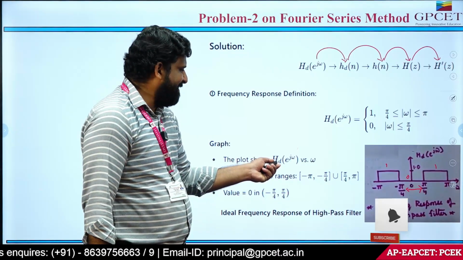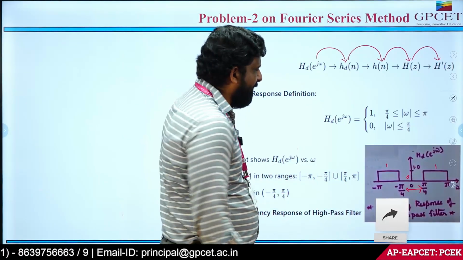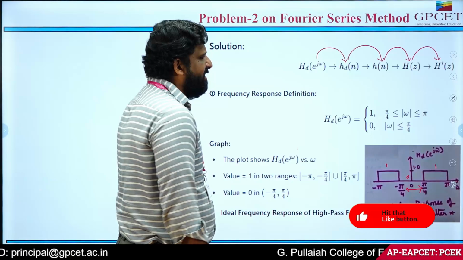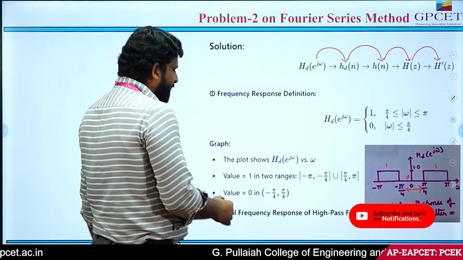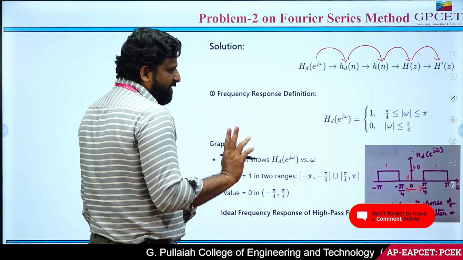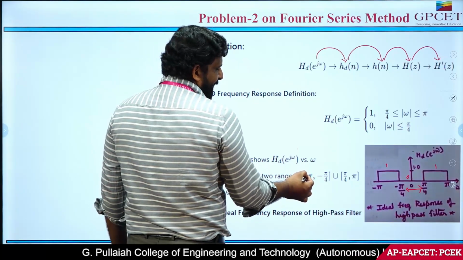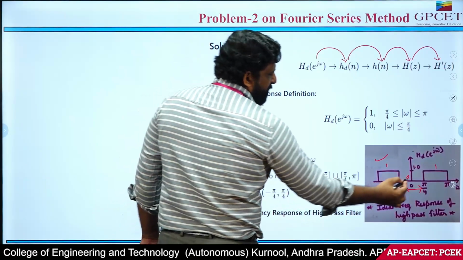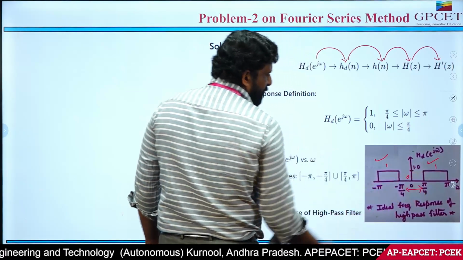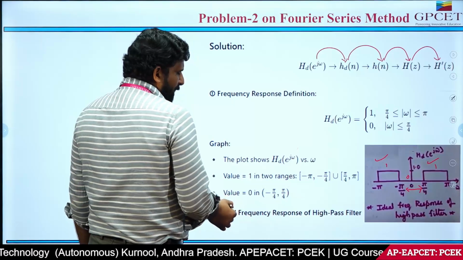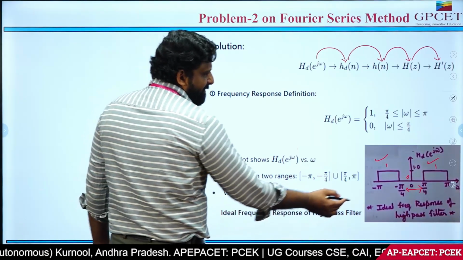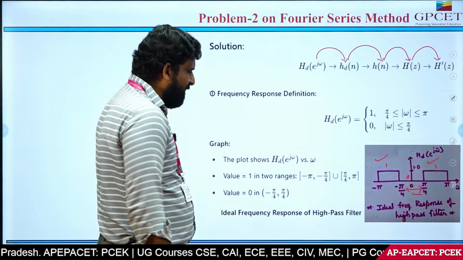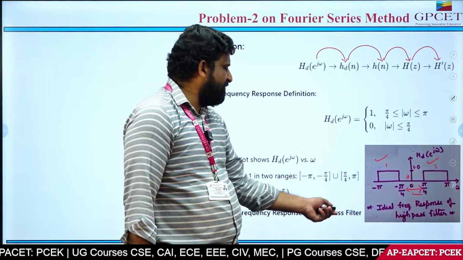The plot shows hd of e power j omega versus omega. On the x-axis we have taken omega, on the y-axis we have taken hd of e power j omega, and according to this, the value will be equal to 1 for two ranges: one is minus pi to minus pi by 4, and another one is pi by 4 to pi. For these two ranges the value will be 1 and the value will be 0 for the range between minus pi by 4 to pi by 4. So these are the two ranges which show the ideal frequency response of the high pass filter.